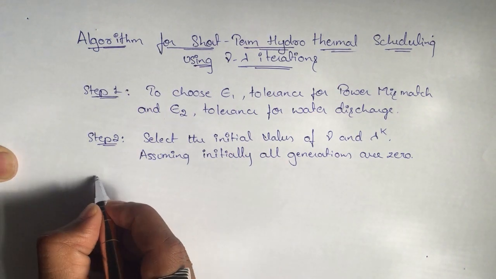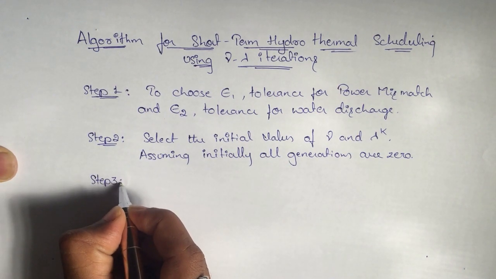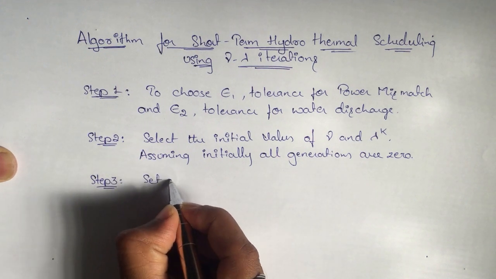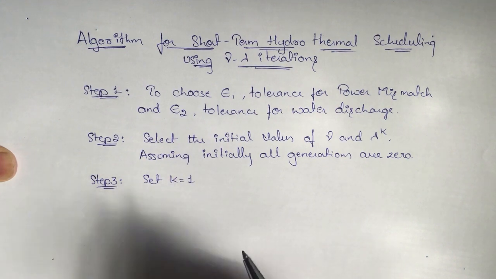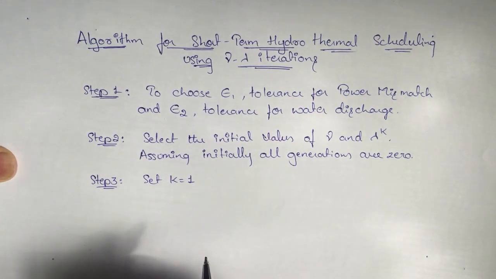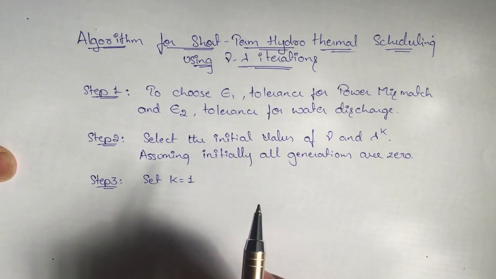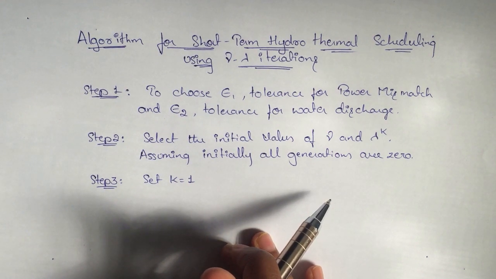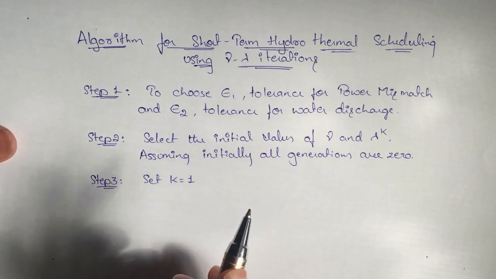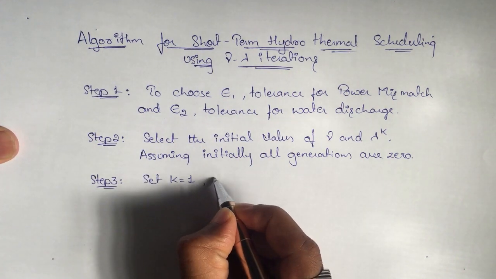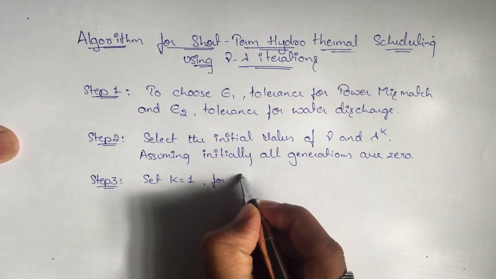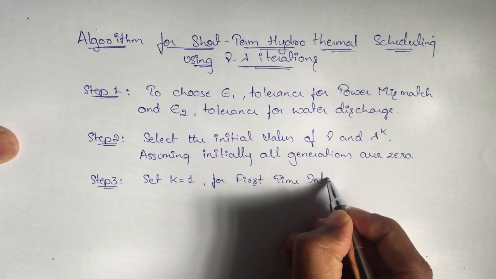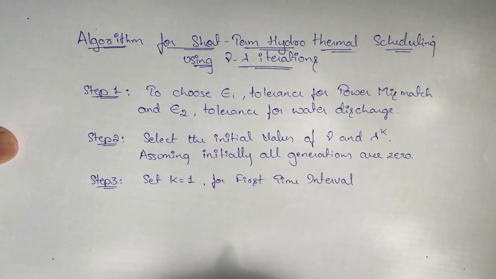And in step 3, we are going to define the value of k. Step 3, the value of k is 1. K varies from 1 to capital N, so we are defining it as 1 in the first stage. K is equal to 1 for the first time interval. This is our first time interval, you can mark it. This is our step 3.